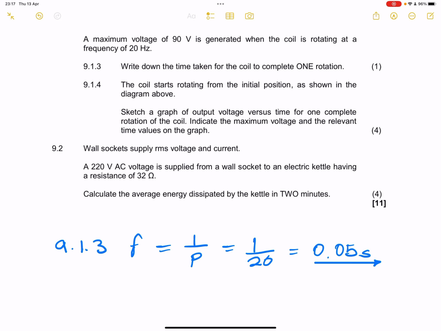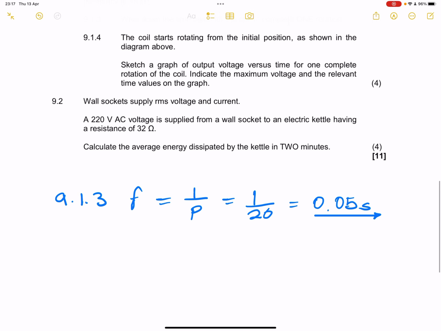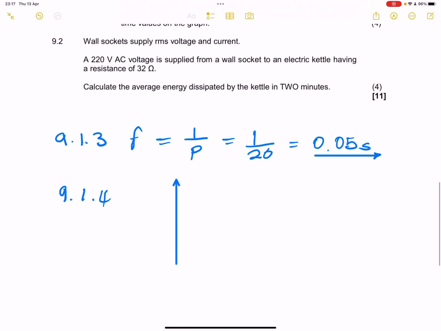Indicate the maximum voltage and the relevant time values on the graph. Now remember, we're talking about a DC generator, right? So in this case, let's just show that. In the case of a DC generator, we know that we would have a generator that rotates in one direction, right?